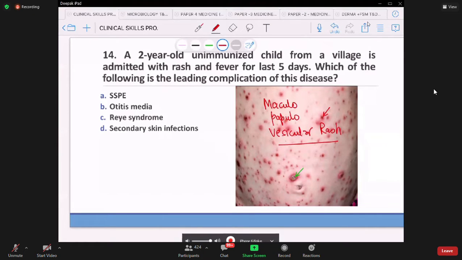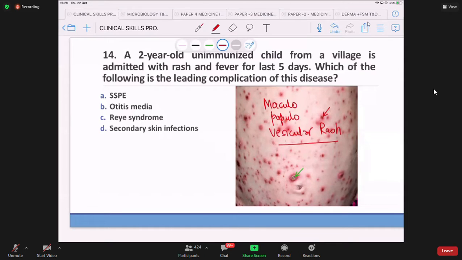Otitis media is the answer for measles, buddy. Reye's syndrome is a rare complication. SSPE, buddy, is measles. Otitis media is the answer for measles. SSPE is the answer for measles. So it cannot be A and B. You are left between C and D, guys. This is going to be secondary skin infection. The leading complication of chickenpox is secondary skin infections. That is why lots of times we have to give antibiotics along with this also, guys.